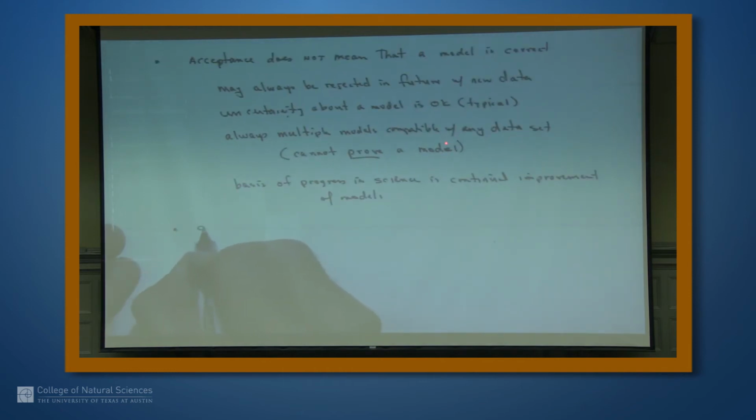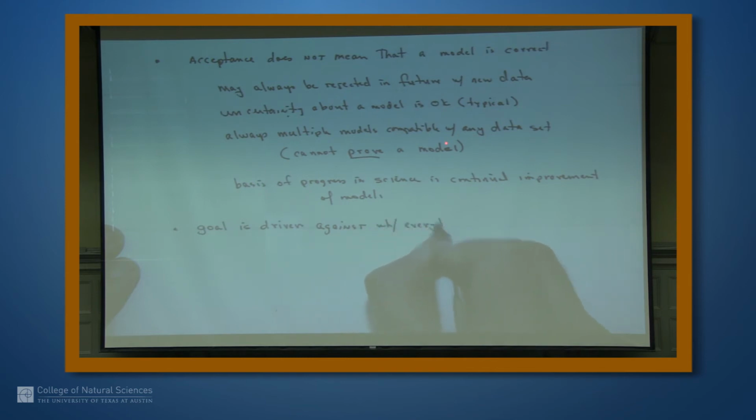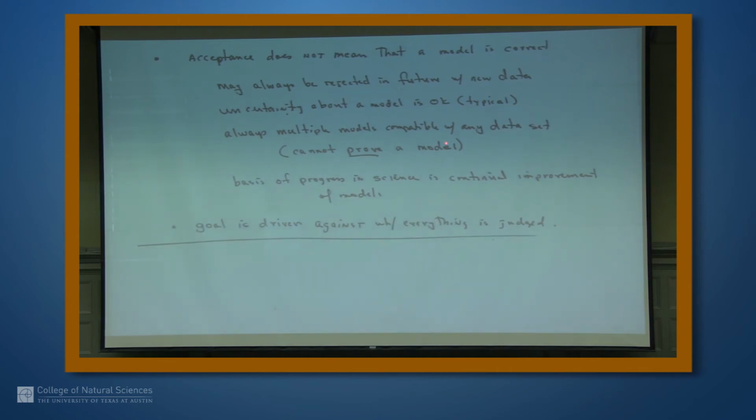The last point, that will come up really strongly in the next part of the course, which is on models, is that the goal is the driver against which everything is judged. So just remember that in terms of whether a model's good or bad or accepted or whatnot, it all depends on the goal. The moment you change the goal, you may be throwing everything out the window from what it was with the previous goal.